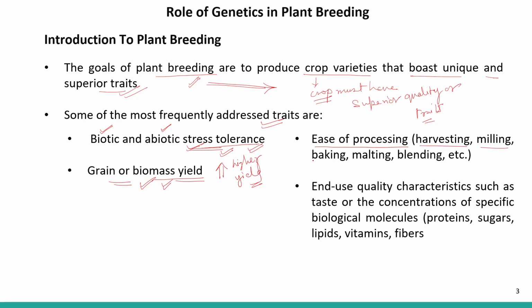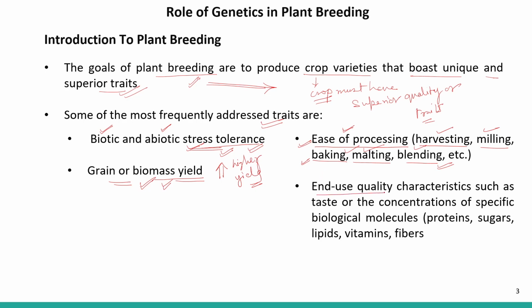Ease of processing: harvesting, milling, baking, malting, and blending. So we must have a crop with such processing. Only a higher yield crop is not required. Later on, whatever the processing of the crop is, that should be human friendly, right? Harvesting, milling, baking, malting, and blending are some of the processing techniques used after the grain is harvested, right? So these things are also taken into account in the plant breeding technique.